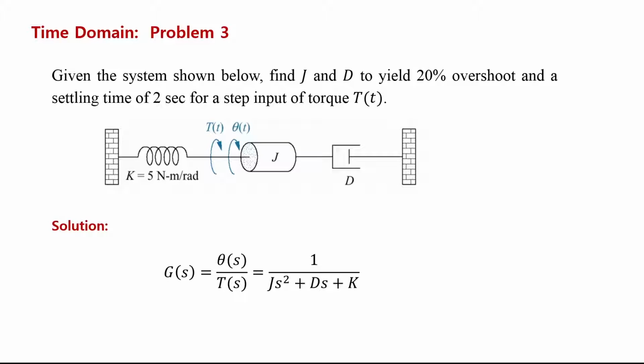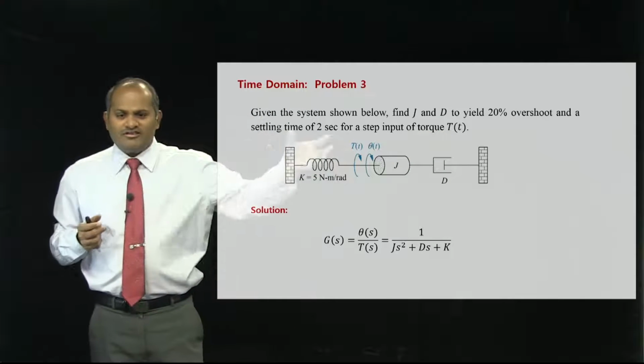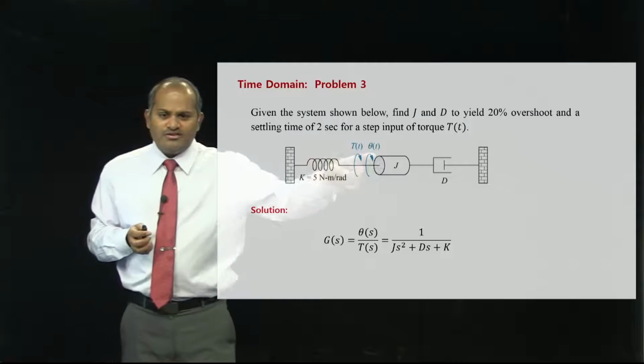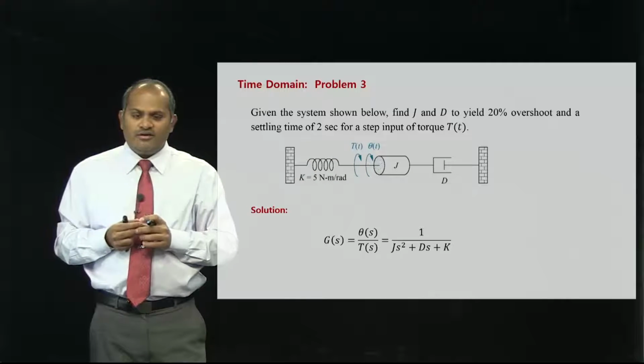There is a simple rotating mass. It has a viscous friction and also a rotating spring constant, and the system equation is given. The system functional diagram is given. However, the model is not given, but it is a very easy model. If you ask me, the modeling of this one is very easy.